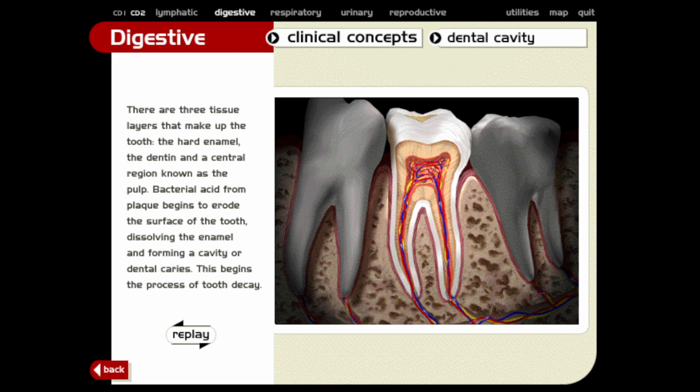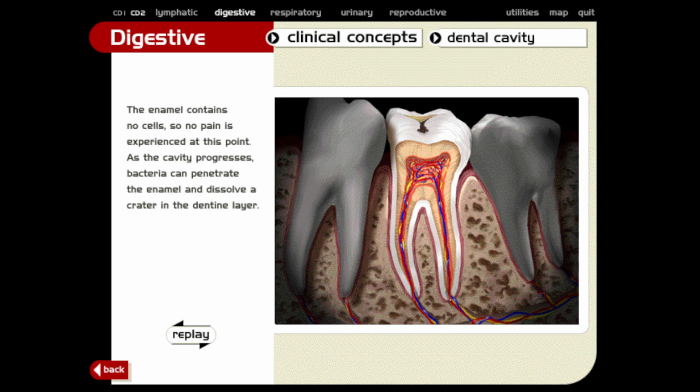There are three tissue layers that make up the tooth: the hard enamel, the dentin, and a central region known as the pulp. Bacterial acid from plaque begins to erode the surface of the tooth, dissolving the enamel and forming a cavity or dental caries. This begins the process of tooth decay. The enamel contains no cells, so no pain is experienced at this point.